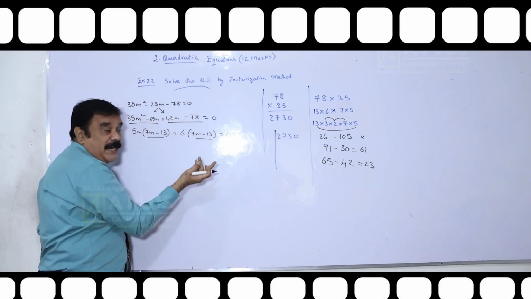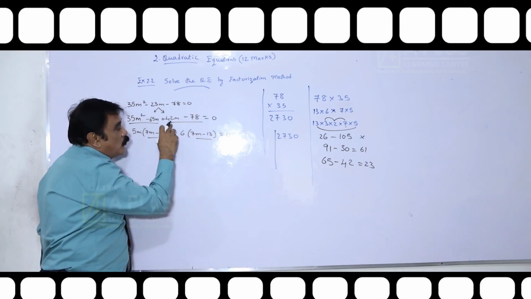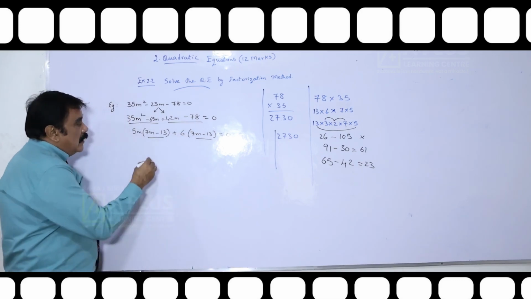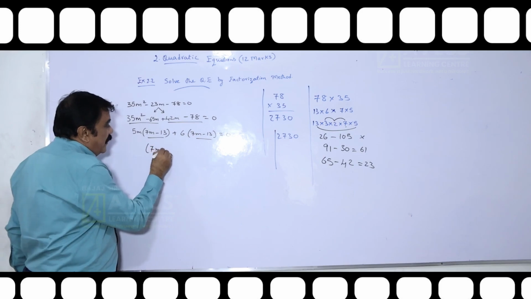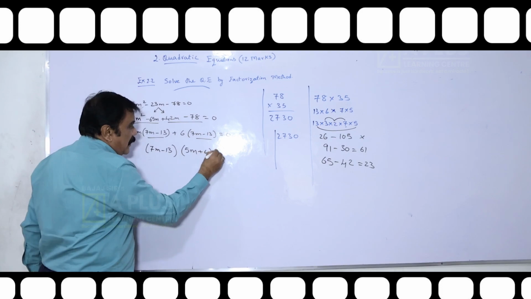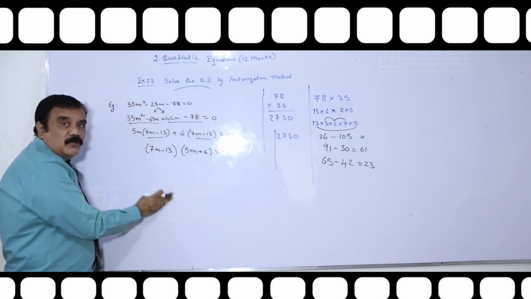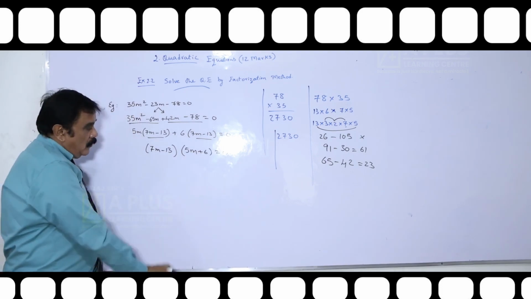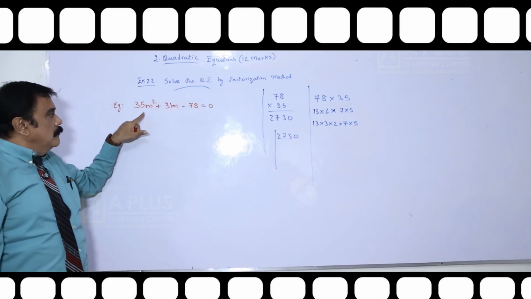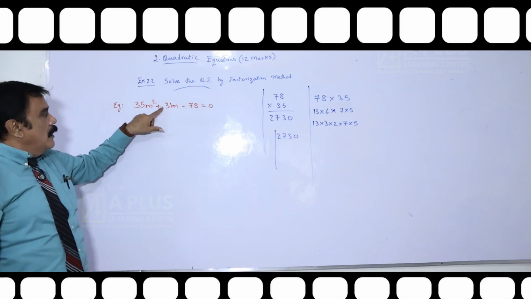So 6, you should check also. Plus 6 into 7, 42m. 6 into minus 13, that will give me 78. Now here you see, what do I get? 7m minus 13 and I will get 5m plus 6. Is that clear? That is equal to 0. Now the rest all you know how to do it. Is that clear? Okay.